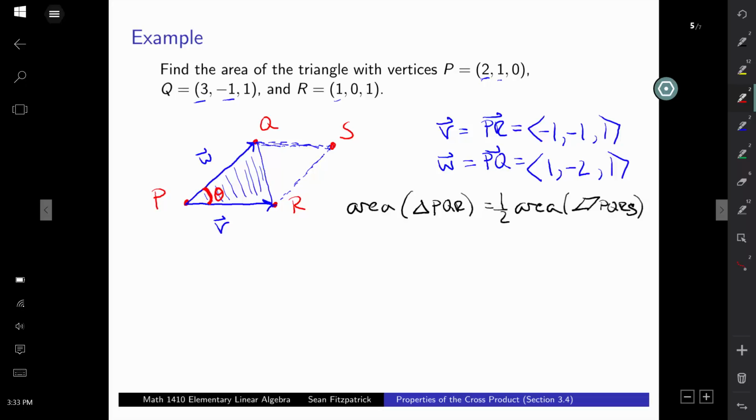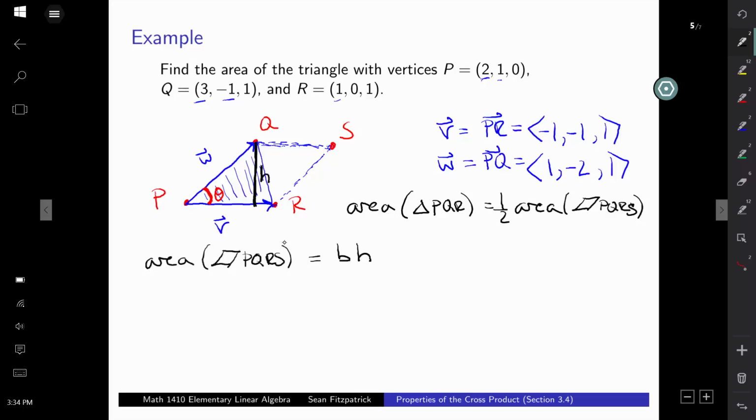Let's put in this theta. So the area of a parallelogram is equal to, so let's actually go over here. So the area of this parallelogram PQRS is equal to the base times the height, where the height is here. Here's the height.